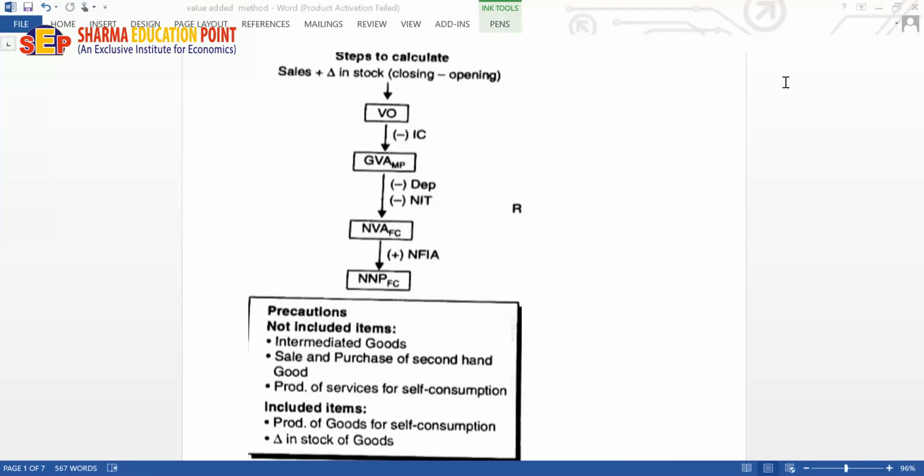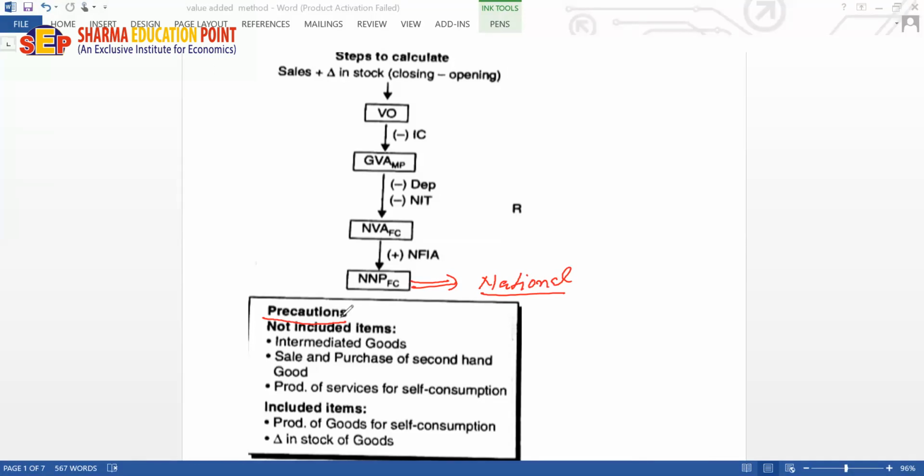So look, in this method you need to have some precaution while calculating national income. Now you have reached here, national income आप find out कर चुके हैं by writing steps or understanding steps. Now most important precautions, what precautions we should take while measuring national income by this method. Most important points from the precaution point of view.